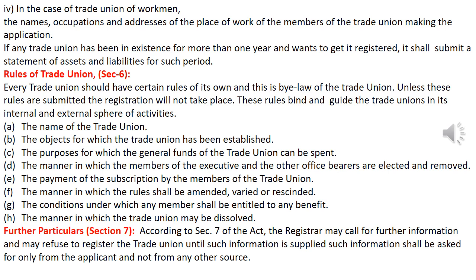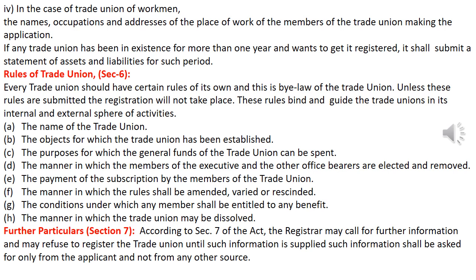I already said that we should have some rules of the trade union. These rules of the trade union are mentioned in section 6. Every trade union should have certain rules. That is only the bylaw of the trade union. Unless these rules are submitted for registration, even though we give an application, if the rules of the trade union are not mentioned, then registration will not take place.